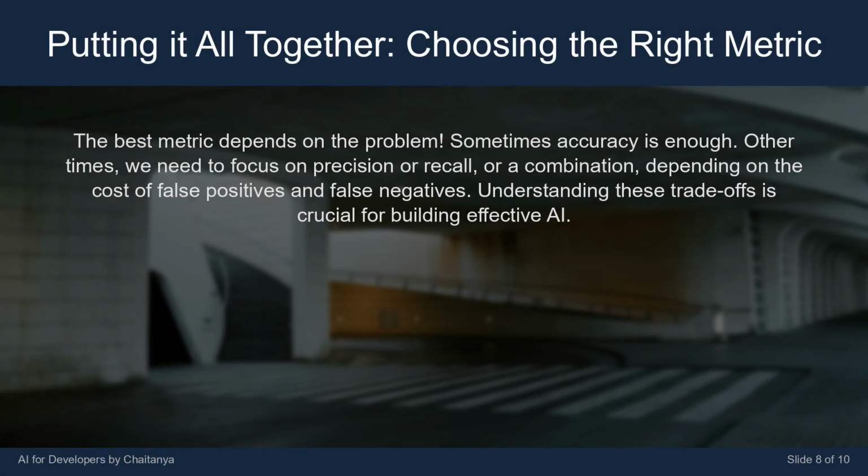The best metric depends on the problem. Sometimes accuracy is enough, other times, we need to focus on precision or recall, or a combination, depending on the cost of false positives and false negatives. Understanding these trade-offs is crucial for building effective AI.